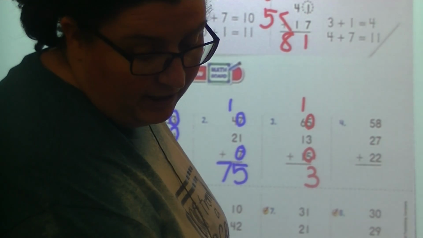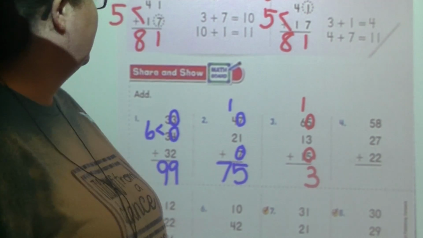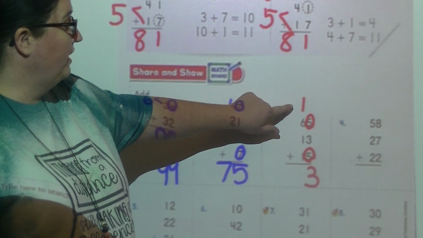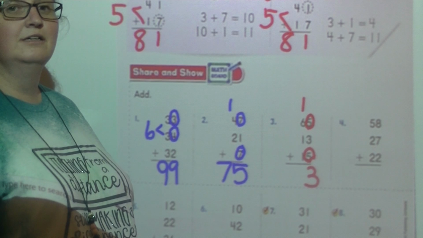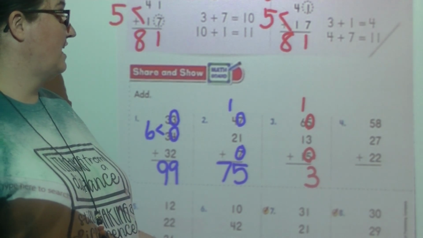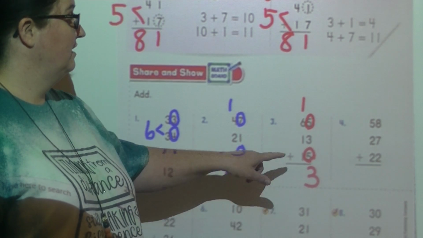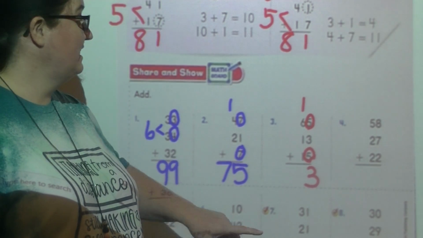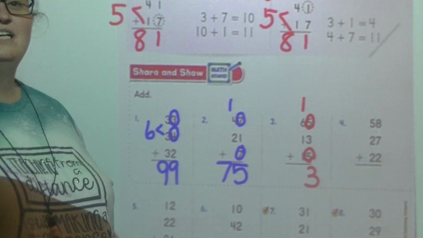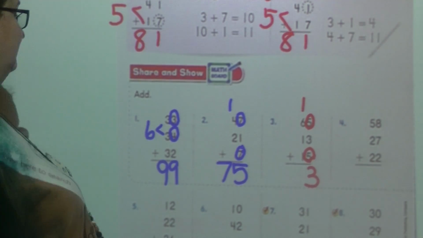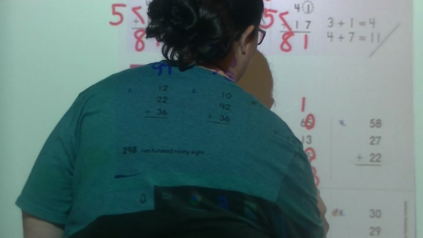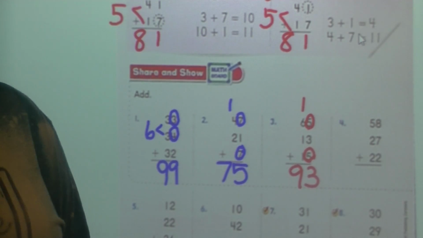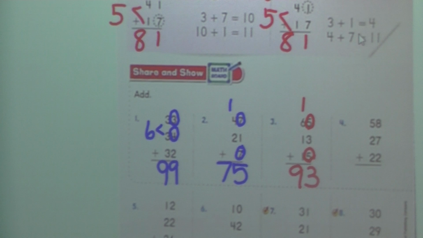1 ten and 3 ones. Now we can add in the tens column. 1 plus 6 is 7. 7 plus 1 is 8. 8 plus 1 more is 9. What's our answer? 93.